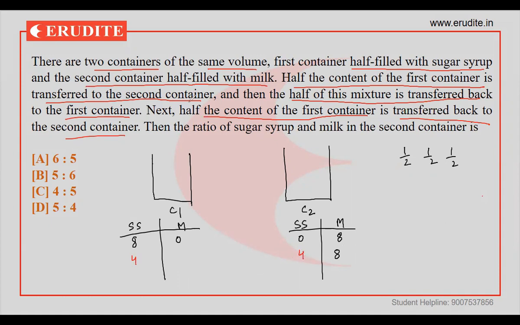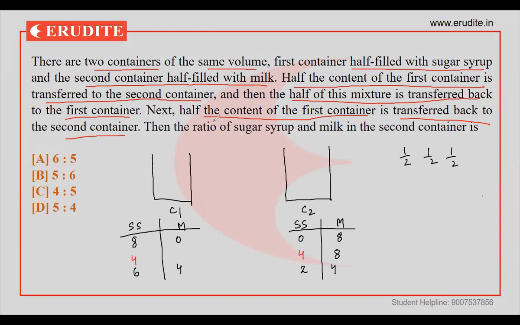The next step, they're saying that half of this mixture is transferred back to the first container. That is, half of this mixture. Half of 4 is 2, remaining is 2, and half of 8 is 4. So 2 of the sugar syrup is going to be transferred here. Initially it was 4, so now it became 6, and here it is 4.